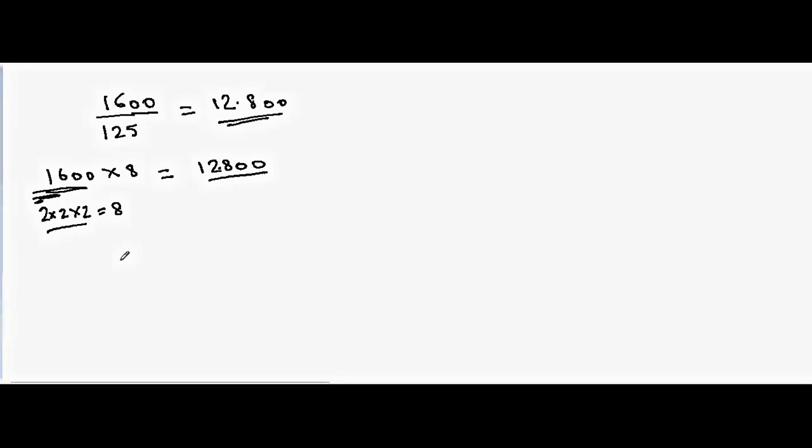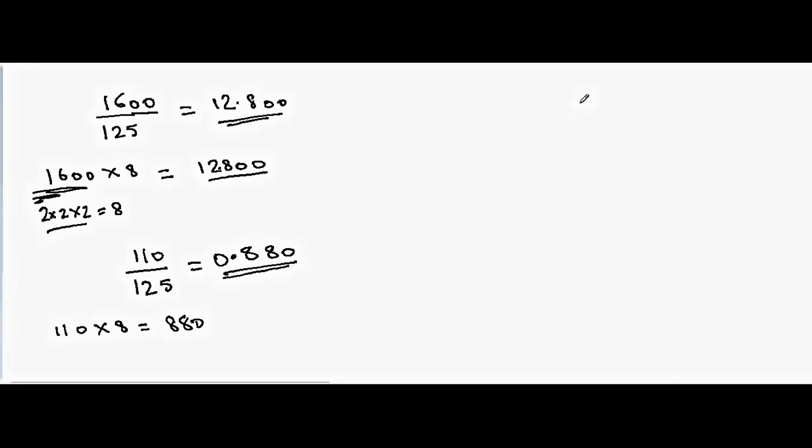Let me show you a simpler example. Suppose I have 110 and I want to divide by 125. So the answer will be, multiply this by 8. So 110 into 8 is equal to 880. So the answer will be 880, and then I put a decimal here after three digits, so that will be equal to 0.88.